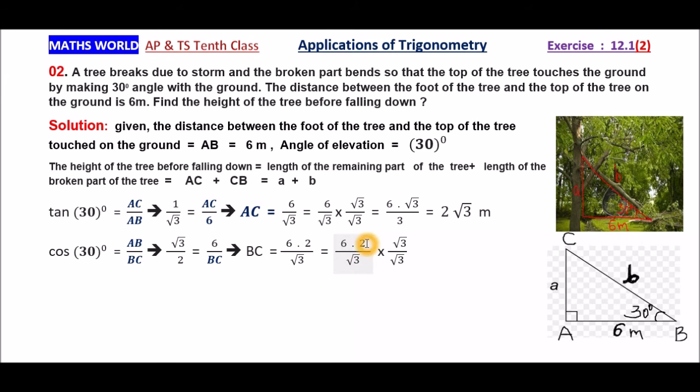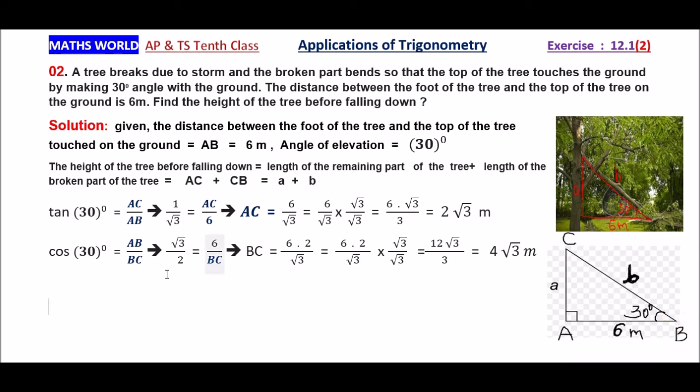That is, 6 2s are 12. 12 root 3 divided by root 3 into root 3, is a square and the root will be cancelled. 3 only. 12 root 3 divided by 3. So 3 4s are 12. That is equal to 4 root 3 meters. So 2 root 3 meters is the length of the remaining part of the tree, and 4 root 3 meters is the length of the broken part of the tree.